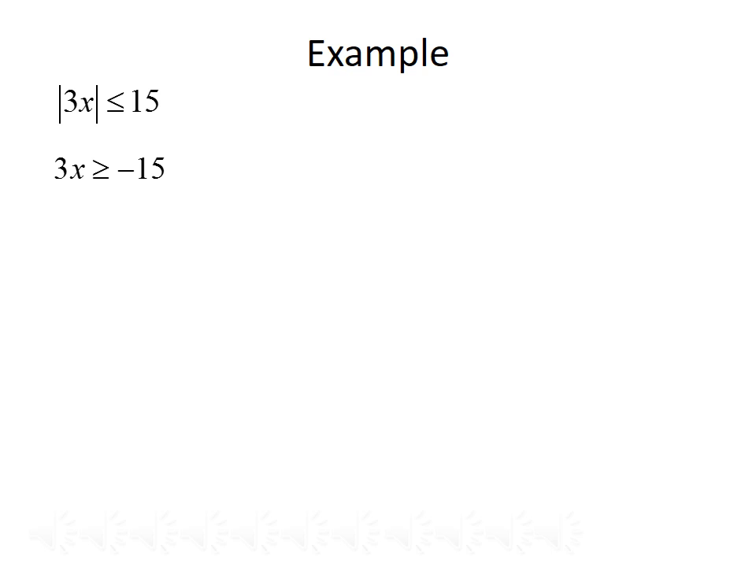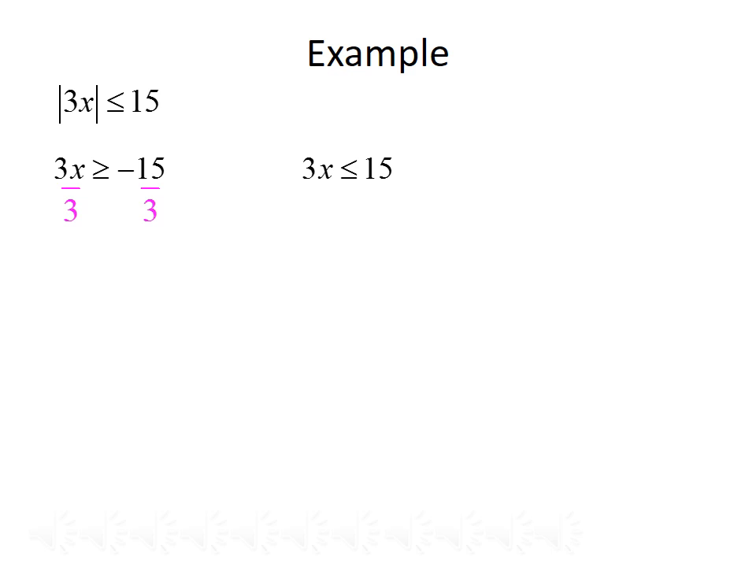Since the absolute value is already isolated, we can go ahead and start by splitting this into two problems. First, we'll have 3x is greater than or equal to negative 15. Again, note that when we use the negative value of the problem, negative 15, the inequality flips sides. Or we could have 3x is less than or equal to positive 15.